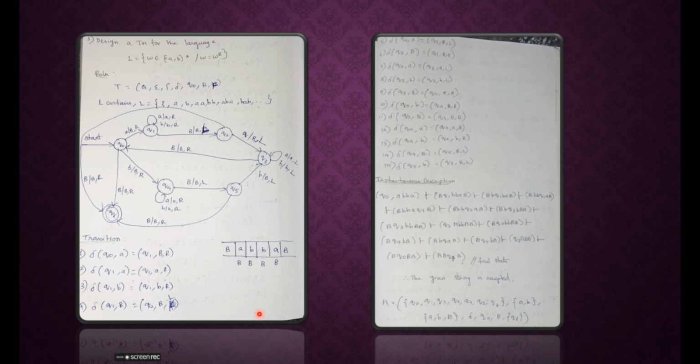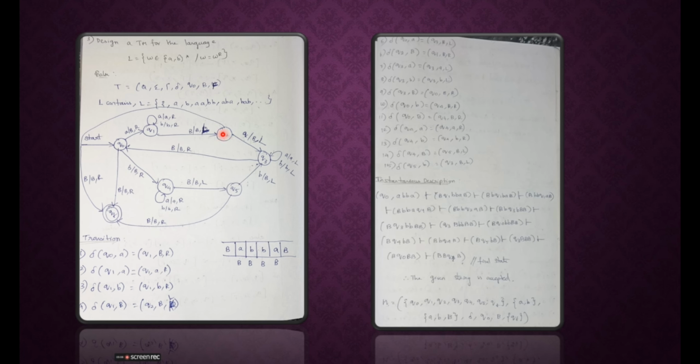From Q1 we read n number of A's or n number of B's. Everything we just keep as it is and move to the right side, and we keep moving until we reach the blank. When we reach the blank we just keep it as blank and then move to the left side.